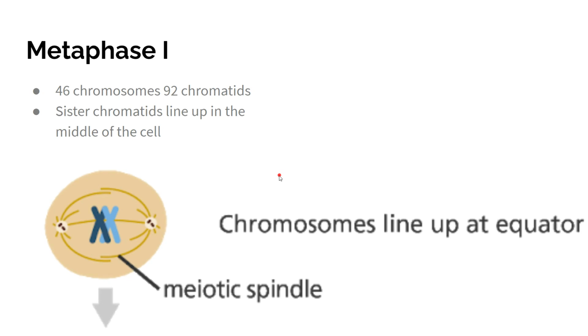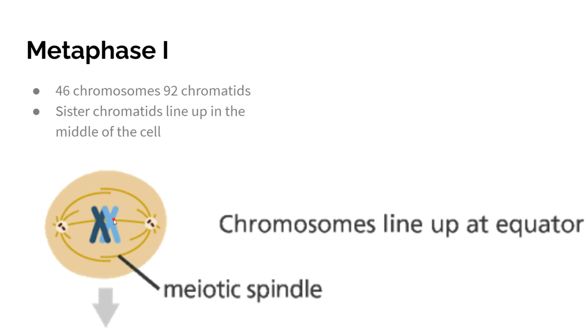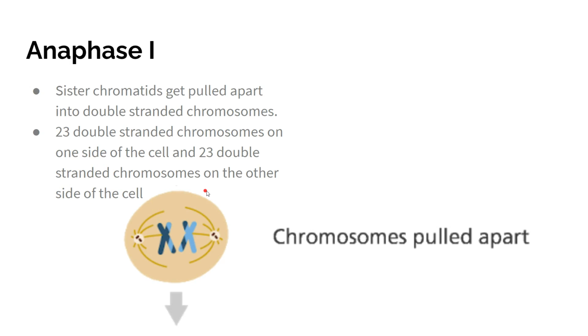Metaphase 1, so again, 46 chromosomes and 92 chromatids. We have sister chromatids line up in the middle of the cell, also known as the equator. And then we have these mitotic spindles, spindle fibers, that are going to attach to either side of the sister chromatids. During anaphase 1, sister chromatids get pulled apart.